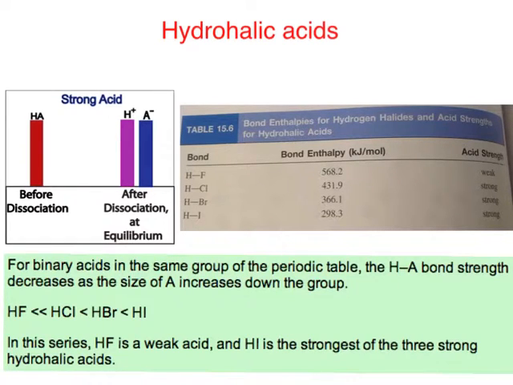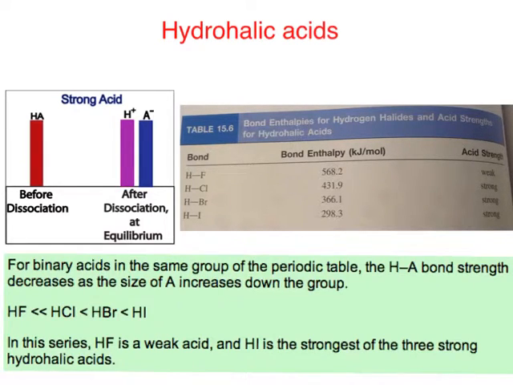So as you go down the group, the acid strength increases. Now the question is why? And here's why. The bond energy, or the amount of energy it takes to separate the H from the A, decreases as you go down a group. HF takes 568.2 kilojoules per mole to separate, whereas HI only takes 298.3 kilojoules per mole to separate. Notice HF is weak and HI is strong. This is from page 687 of the Chang textbook. This table 15.6 is from page 686 of the Chang textbook.